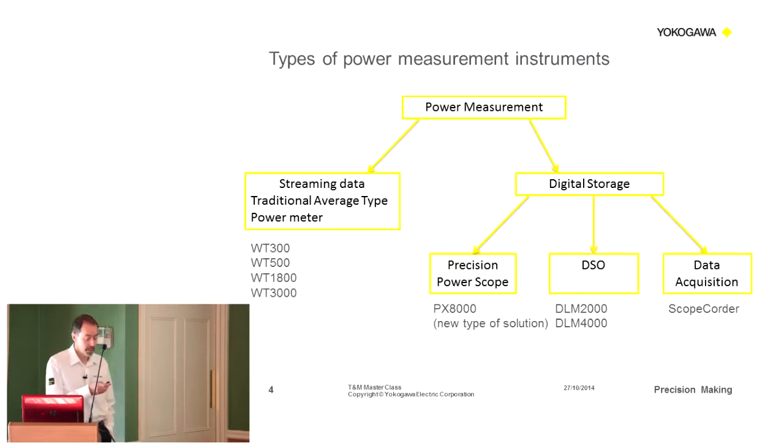So there are basically two types of product in the overall power measurement category. We have what you can describe as traditional types of averaging power meter. These are the types of devices which traditionally display numbers. Then we have the ones which rely on what you might describe as visual technology, digital storage technology.